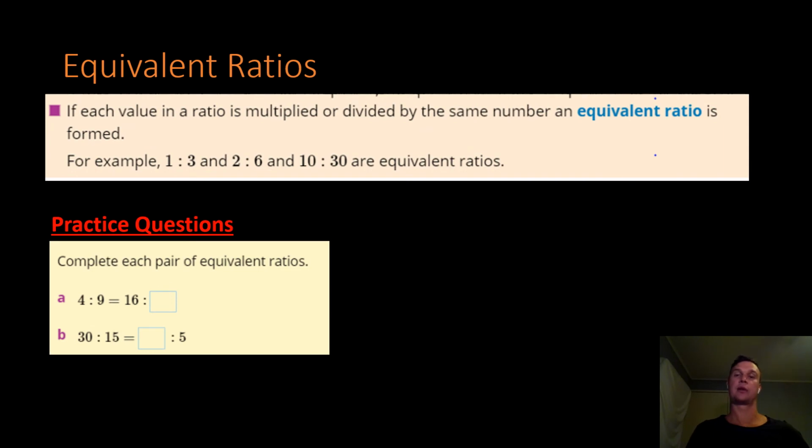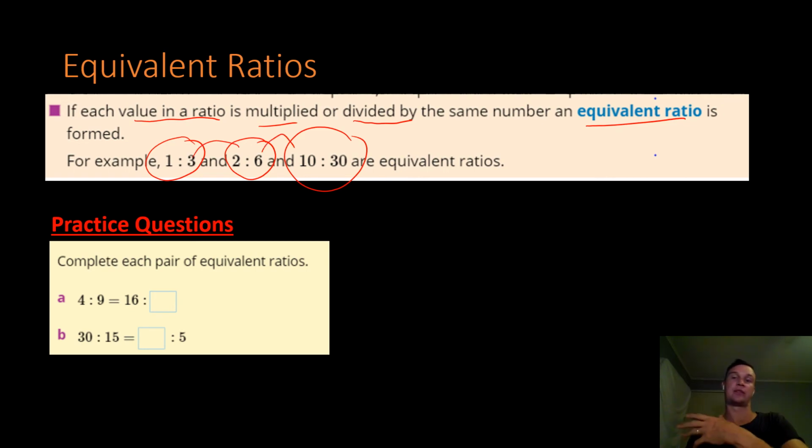Now we've got to be able to also create equivalent ratios. You'll notice that this is very similar to how we've been understanding our fractions, and we do it in a similar way. The important key here is that when each value in a ratio is multiplied or divided by the same number, an equivalent ratio is formed. So for example, if we have 1 is to 3, that's the same as saying 2 is to 6 or 5 is to 15. In this case we've doubled it, and in this case we've multiplied it by 5. Creating an equivalent ratio still means the same thing. We've just created an equivalent ratio, I should say.